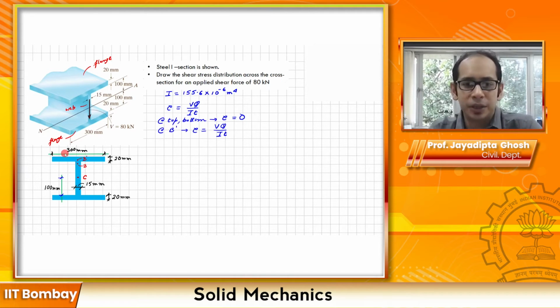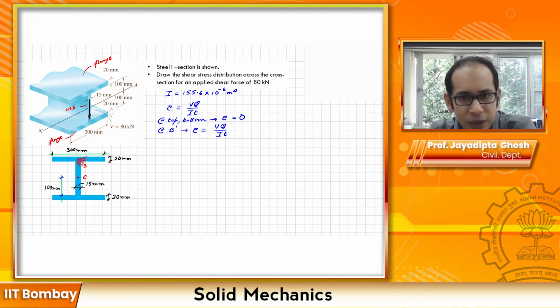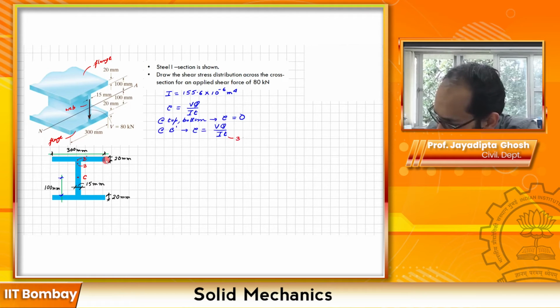Now in this expression, the V is already given, I is for that entire section which is over here, and t is the thickness, the width. So at B prime, which is just above, you see the width of the section is 300 mm. So at B prime I can write that my t is 300 mm that you have over here.